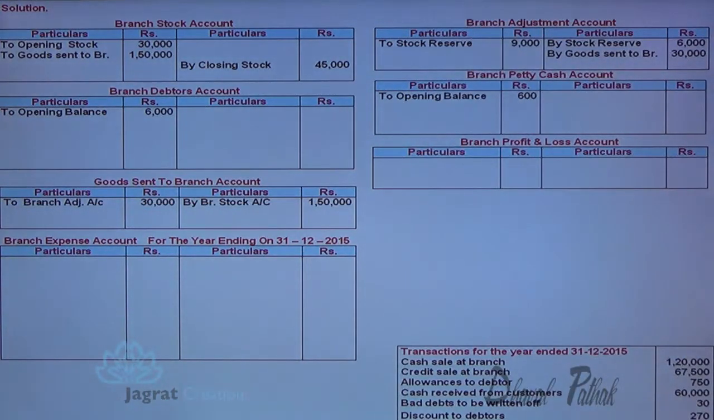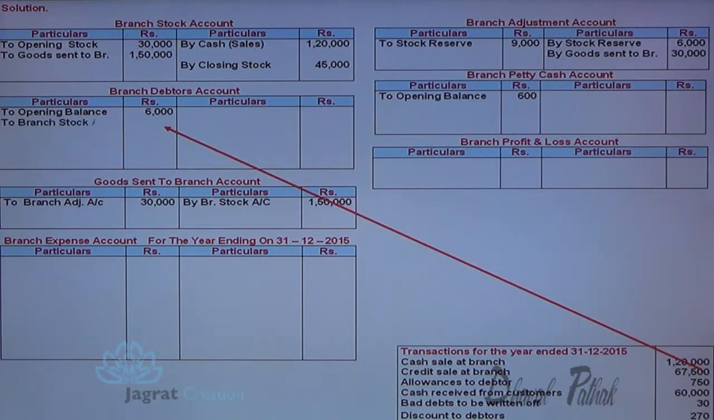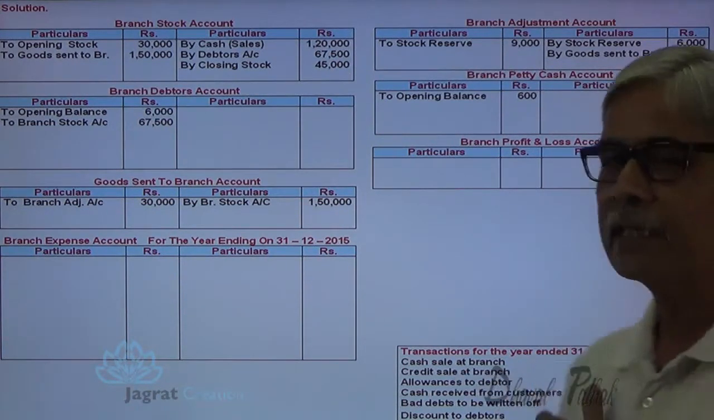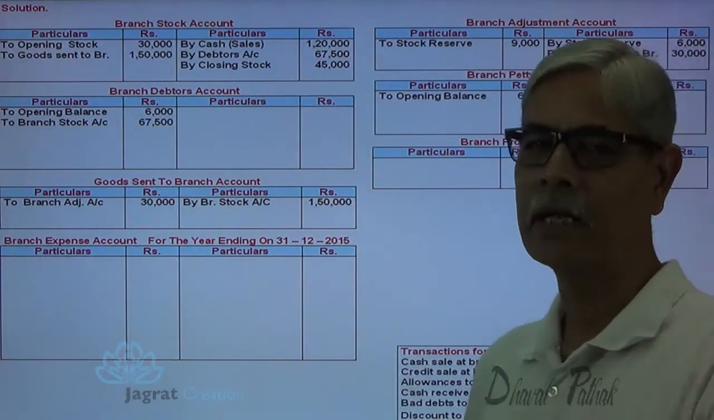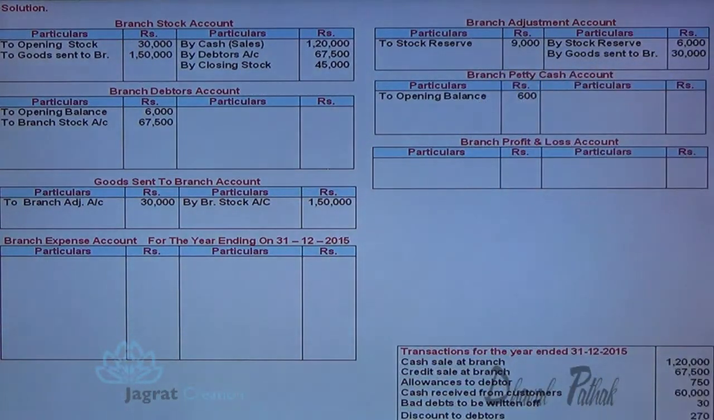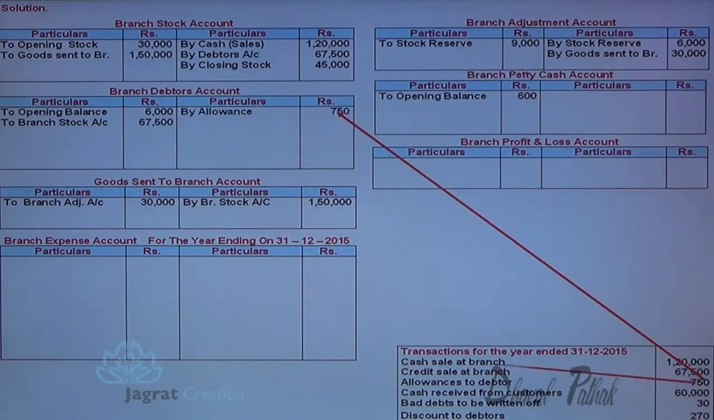So cash sales, that is already remitted to HO. So cash or bank account debit to stock account credit. Credit sales, branch debtors account debit to stock account credit. Allowances to debtors. Now allowances to debtors, debtors account is to be credited and it will be transferred to branch expense account. Look at the style of recording. See, allowances.